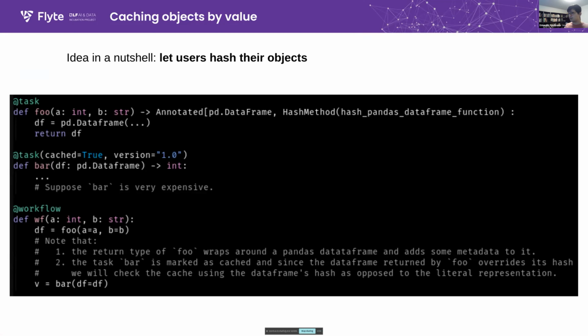So let me walk through this example. Let's start from the bottom. We have a workflow that is composed of two tasks, right? We have a task called foo that produces a data frame, and a task called bar that takes the data frame as an input and is cached. Remember, we talked about how cache tasks look like. You have to set those two fields.